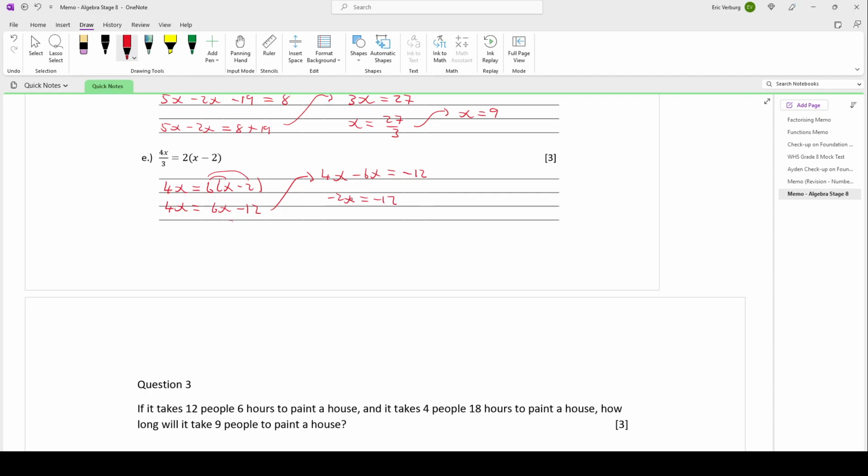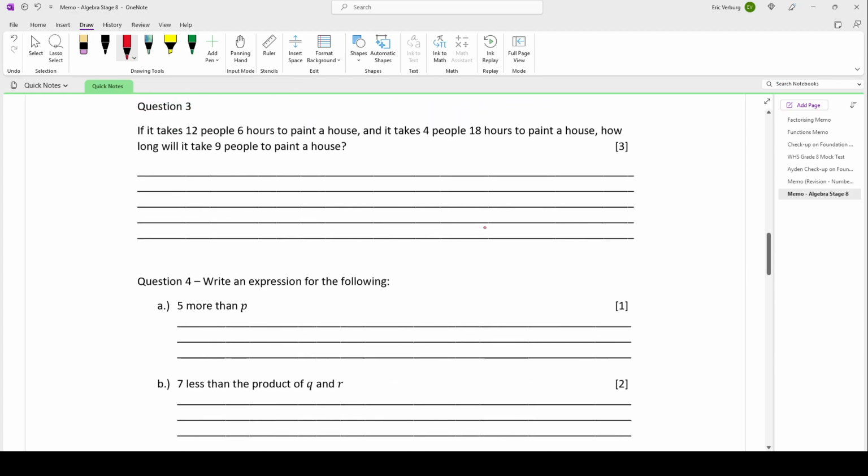Now the opposite of times by negative 2 is divide by negative 2. So now we'll divide by negative 2. So x equals negative 12 divided by negative 2. And now we just have to do the division. Negative divided by negative is going to be a positive, and 12 divided by 2 is 6. And that's our answer.